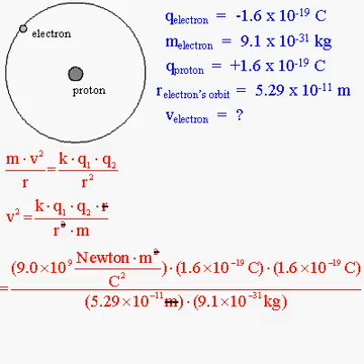One of the meters cancels, all of the coulombs cancel, and we're left with newton meter per kilogram. That's the same thing as a meter squared per second squared, which is good because this is an expression for v squared. If we take the square root of both sides, we solve for v, and we find that it's equal to 2.2 times 10 to the 6 meters per second. So the electron is orbiting the proton at an incredibly fast speed.